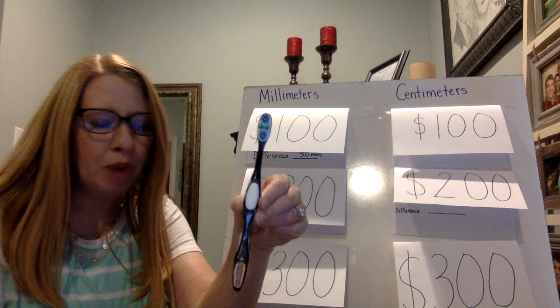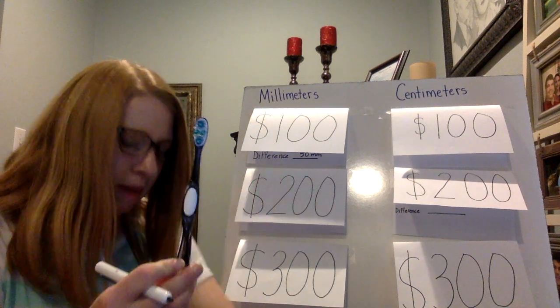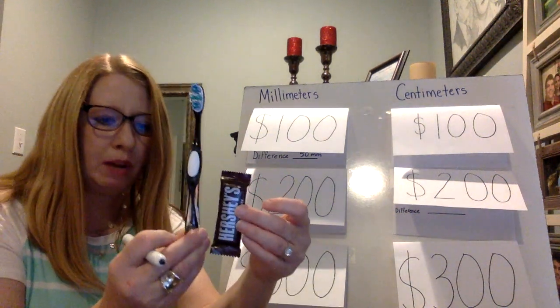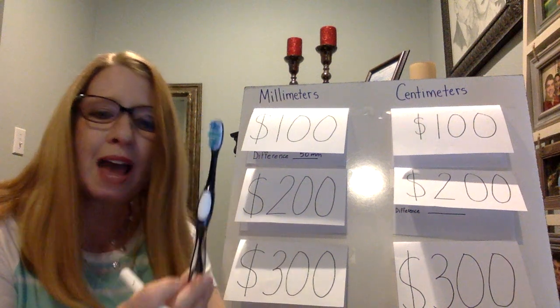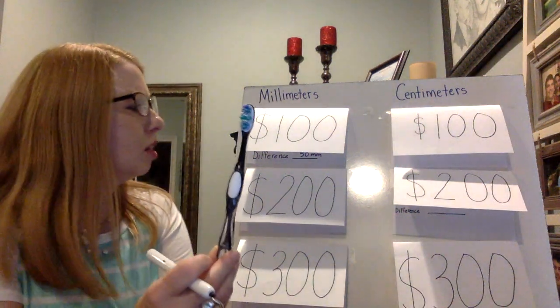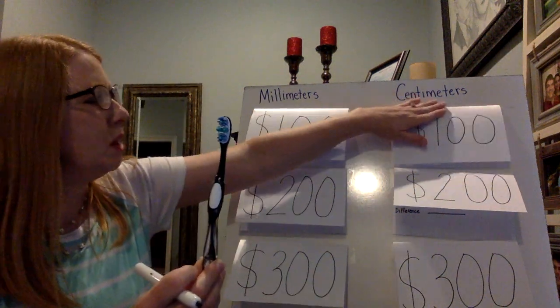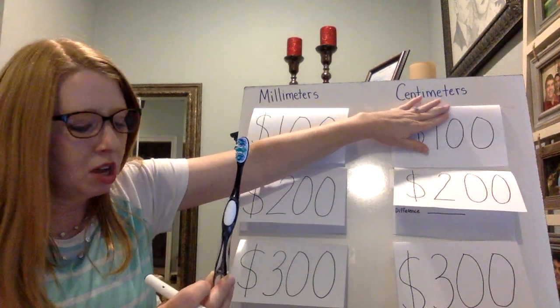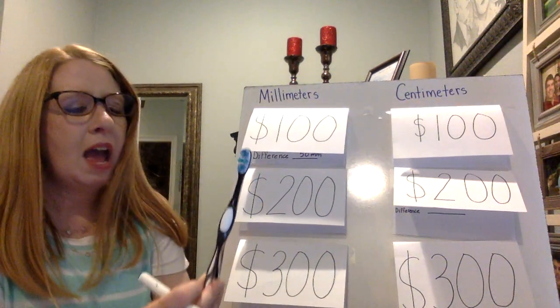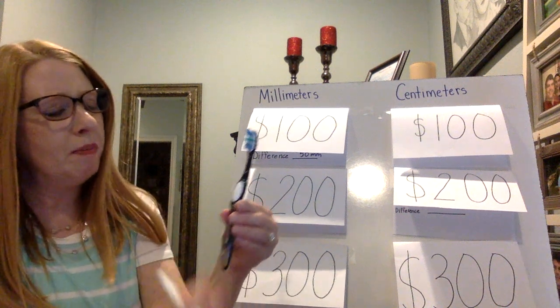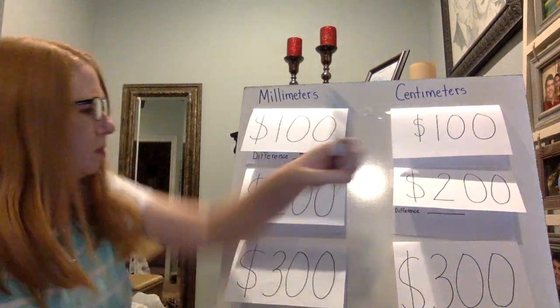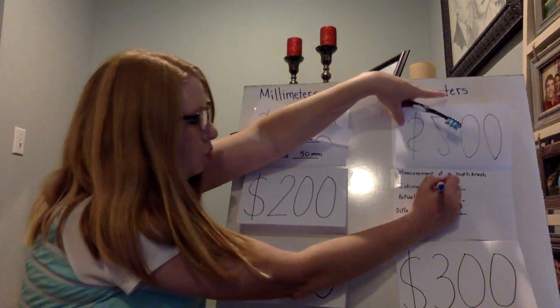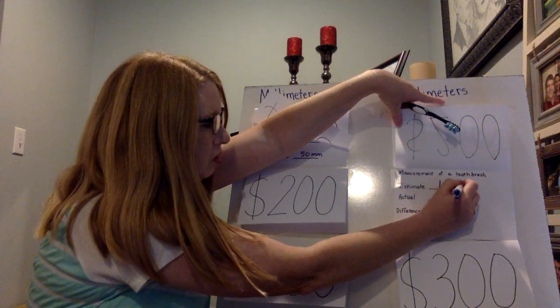So here's my toothbrush. Now, I know that my toothbrush is actually longer than my Hershey bar, so I know that it's got to be a little bit bigger, a little bit longer. This time, though, I'm measuring in centimeters. So let me think. I think this would be about maybe 12 centimeters. So I'm going to write 12 centimeters.